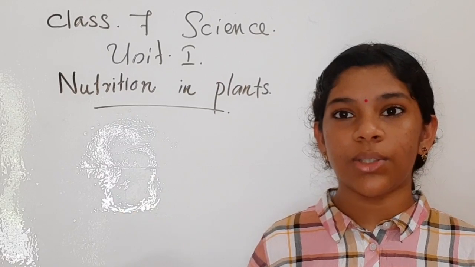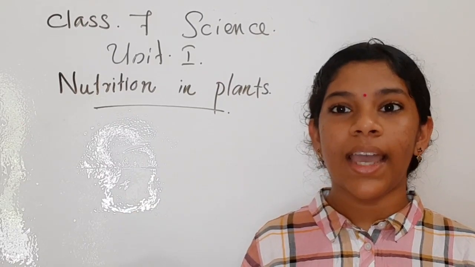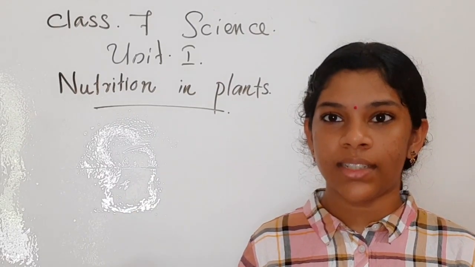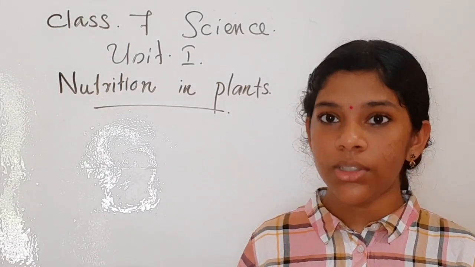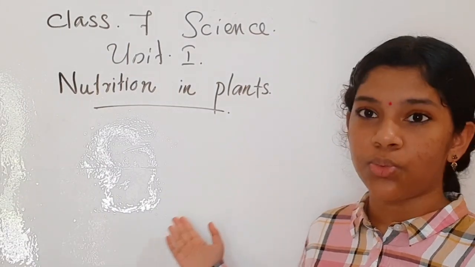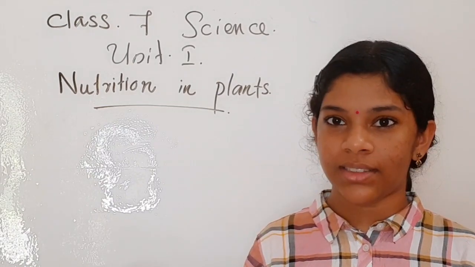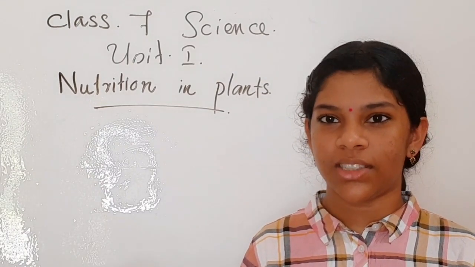If you look here, you can see that we are going to start the NCERT Class 7 Science textbook. There are a total of 18 units, and out of that, we're starting Unit 1, Nutrition in Plants. Let's move on to the introduction.